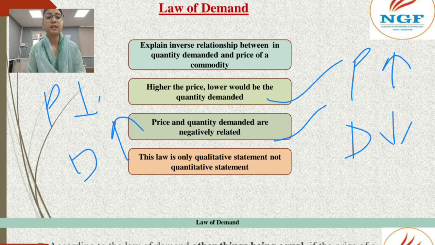And third, this law is only a qualitative statement, not a quantitative statement. Means this tells us only that when price increases, demand will decrease, not how much. It tells us when price decreases, demand increases, but not in what ratio, in what proportion. So this is only a qualitative statement, not a quantitative statement.